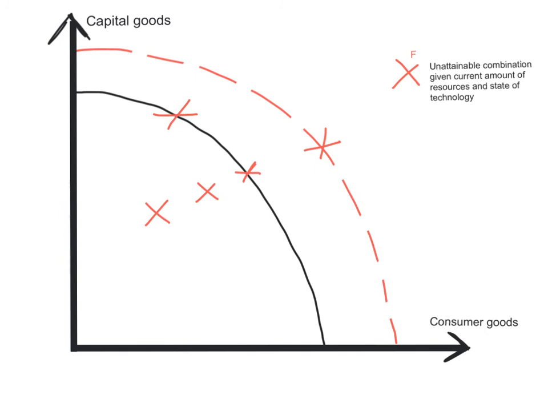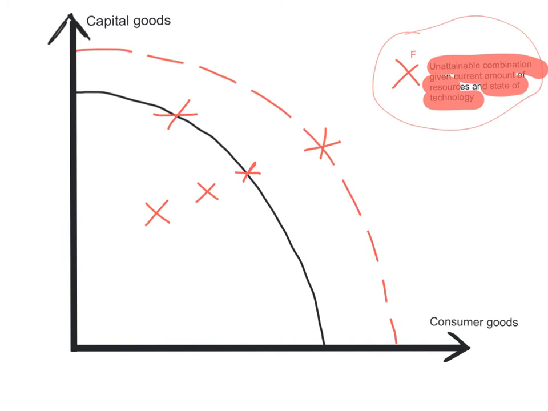Now, point F, or any point that is outside the country's PPC, shows an unattainable combination of output, given the current amount of resources and the state of technology. So, with the current amount and the current quality of resources and the current state of technology, this point outside the PPC is unattainable.